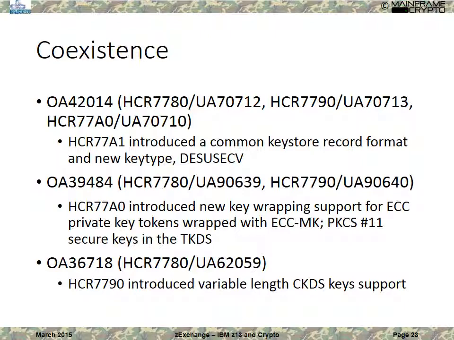If you want to share with an older version of ICSF, that older version needs to know about that new format. And if you're jumping from 7780 or 7790 to 77 Baker 0 and sharing with a system that's still running 7780, that APAR's got to go on that old system, because Baker 0 introduces this variable length CKDS support, and you don't want that old system choking on it.